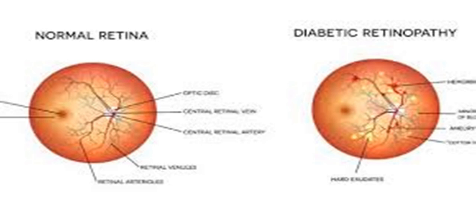Causes and risk factors. Diabetic retinopathy is caused by damage to the small blood vessels in the retina due to chronic high blood sugar levels. Several factors can increase the risk of developing diabetic retinopathy. Duration of diabetes. The longer a person has diabetes, the higher their risk of developing diabetic retinopathy. Both type 1 and type 2 diabetes can lead to this condition. Poor blood sugar control. Consistently high blood glucose levels increase the risk of retinopathy.